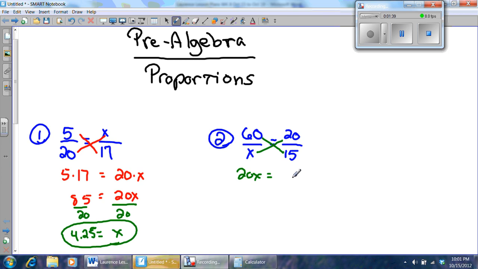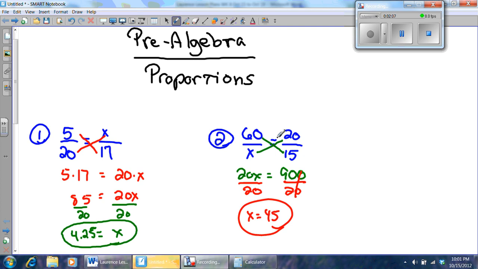Well, let me see. 2 15s would be 30. So 6 15s would be 90. But it's not 6 15s. It's 60 15s. So it looks like it's 900. I'm going to divide both sides by 20. And when I do that, I'm going to get 90 divided by 2. X is going to equal 45.